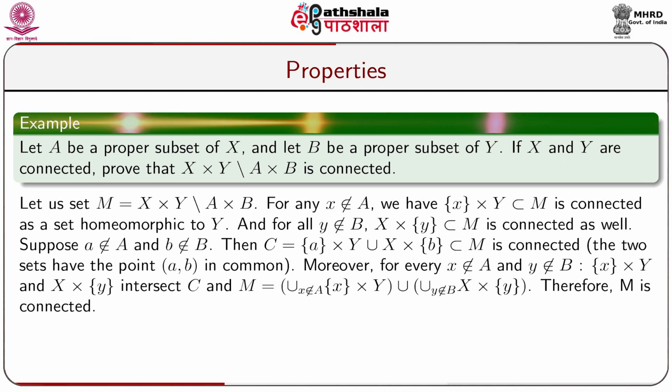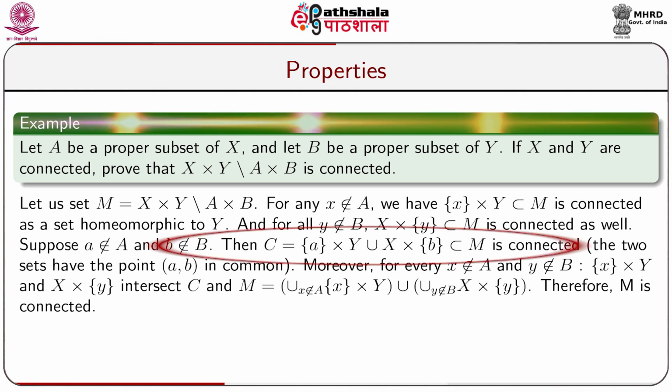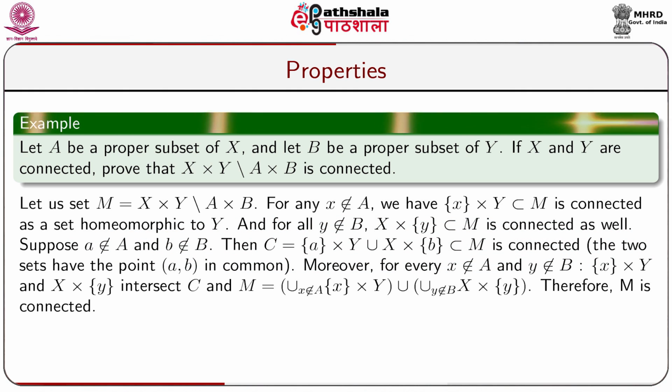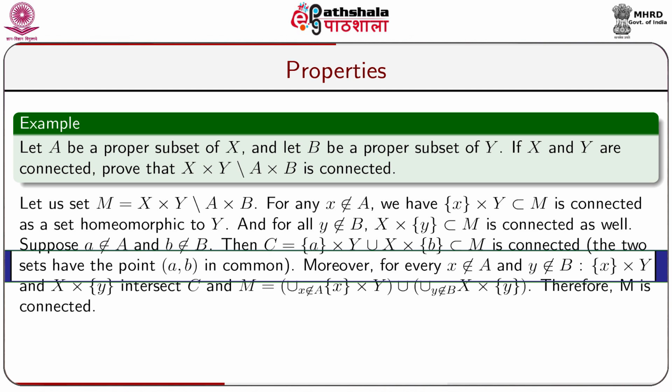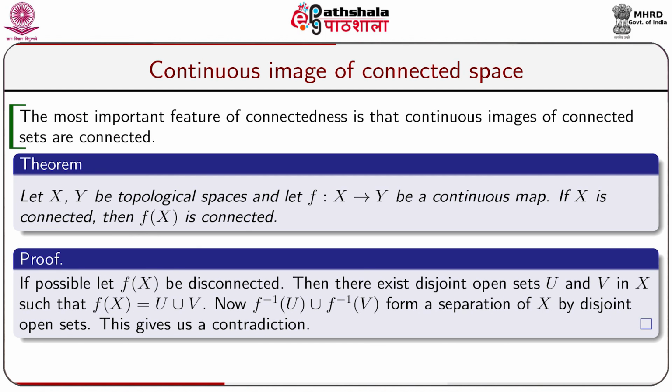Suppose x does not belong to A and y does not belong to B, then C equal to Va union Hb contained in capital M is connected. The two sets have the point (a, b) in common. Moreover, for any x not belonging to A and y not belonging to B, Vx and Hy intersect C, and M is equal to the union of Vx where x does not belong to A, union of Hy where y does not belong to B. Therefore, M is connected.